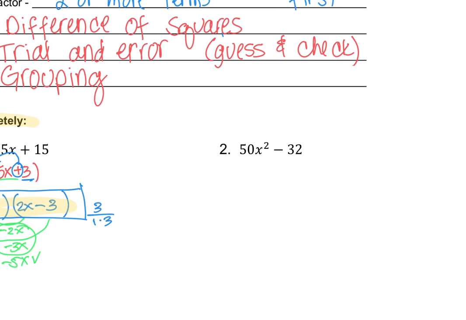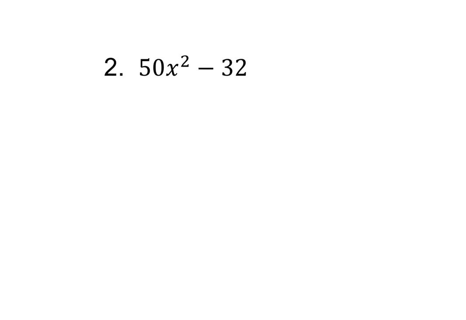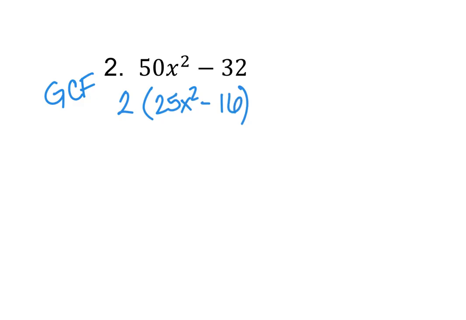All right, number 2. Remember, the factoring method we always check with first is greatest common factor. Do we have a greatest common factor between this 50 and 32? And the answer is yes, it is a 2. We can bring out a 2. So what are we left with? Well, 2 times 25 is 50. Bring down that x squared, bring down that minus. 2 times 16 is 32.